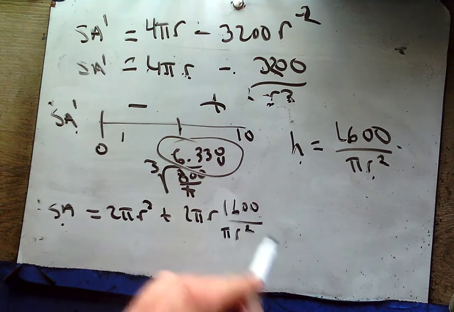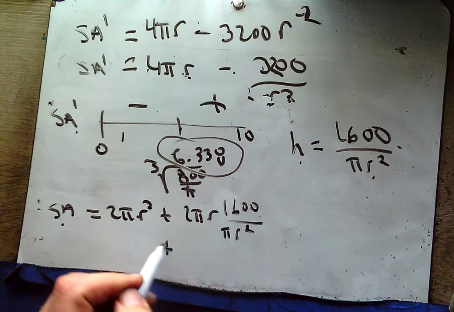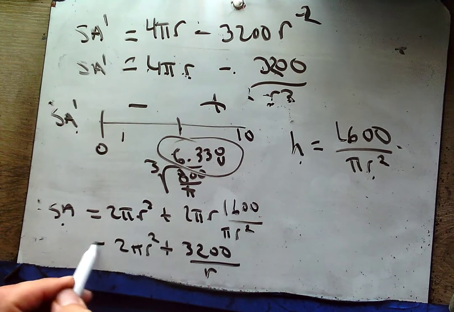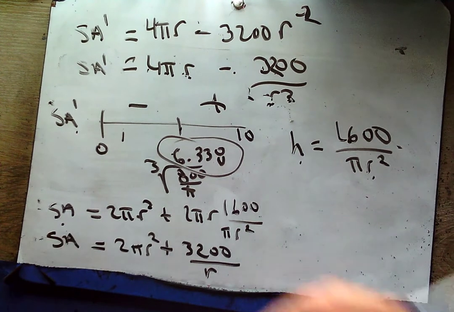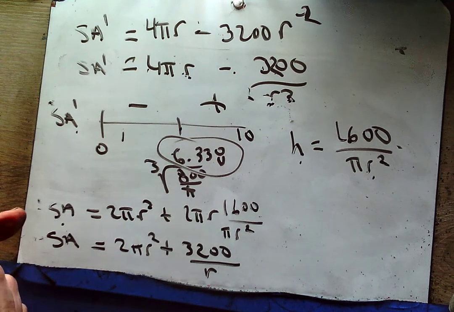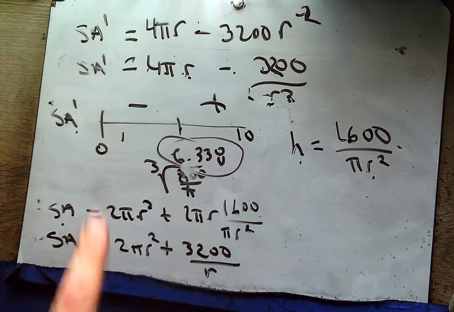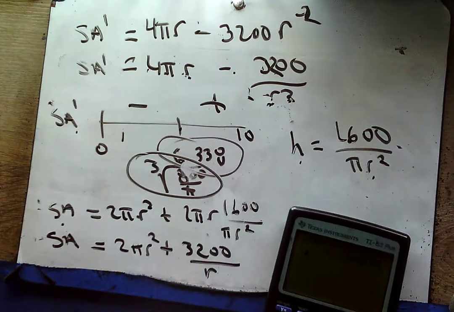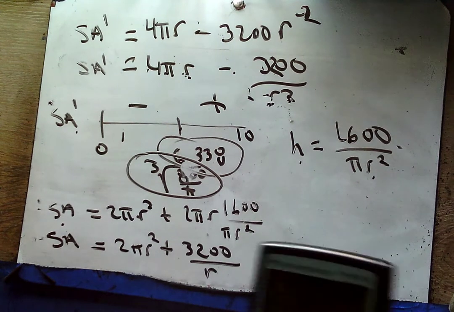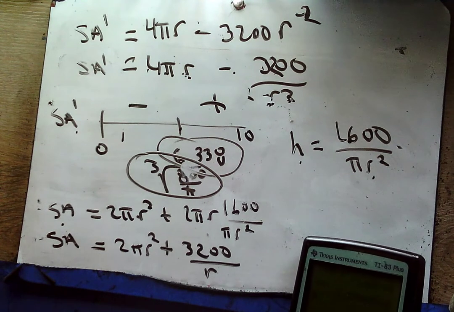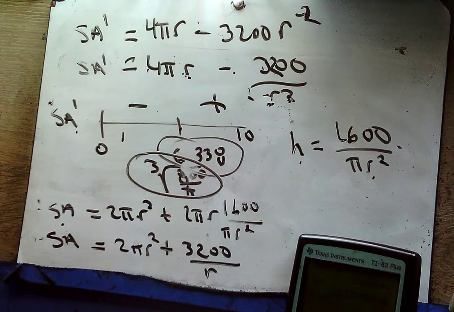1600 over pi r squared. And so didn't that become 3200 over r and 2 pi r squared? So I don't need to find the h. It didn't ask what the dimensions were. It just said find the least amount of material. Okay, so I'm going to take this number and plug it in here and plug it in here. Actually, I'm going to use this number. I'm going to take that number, second answer, and I'm going to store that number in x.